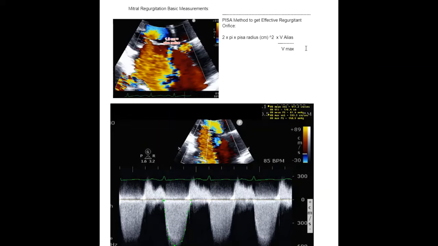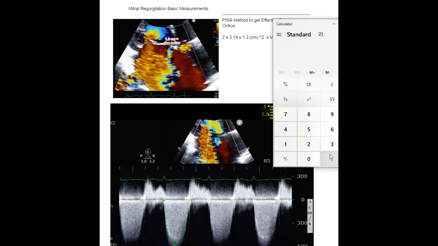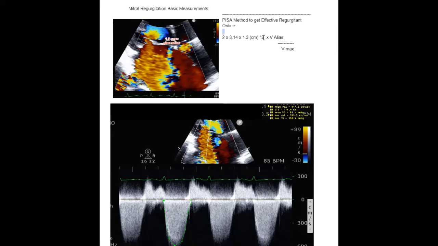So using this formula, now we can make the appropriate substitutions and do the calculations. So 2 times pi, which we will just make 3.14, times the PISA radius, which we will change here to 1.3 centimeters squared. And what is 1.3 squared? 1.3 squared equals 1.69. So we can just change this to 1.69 centimeters squared.